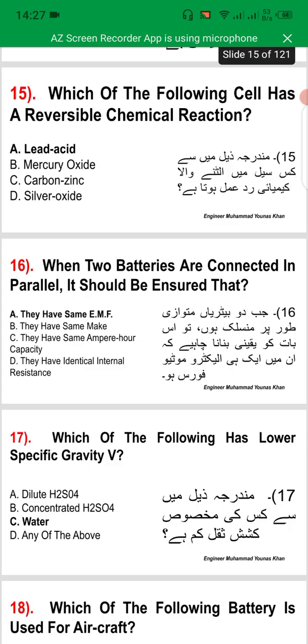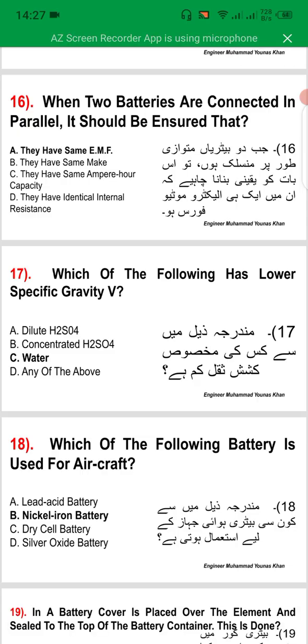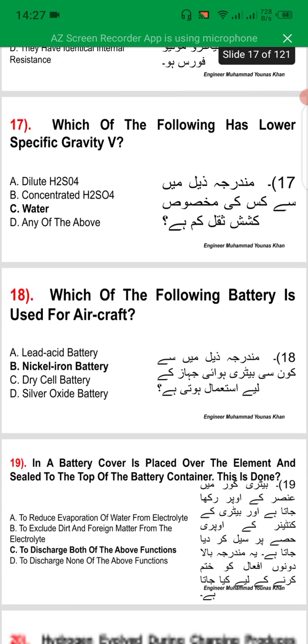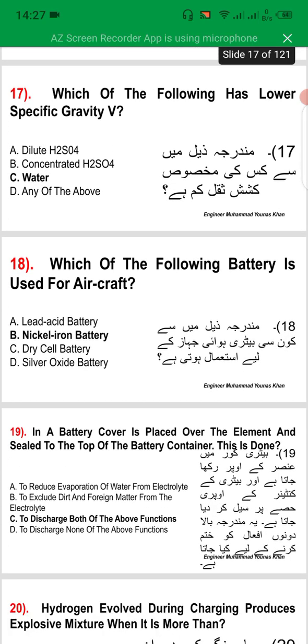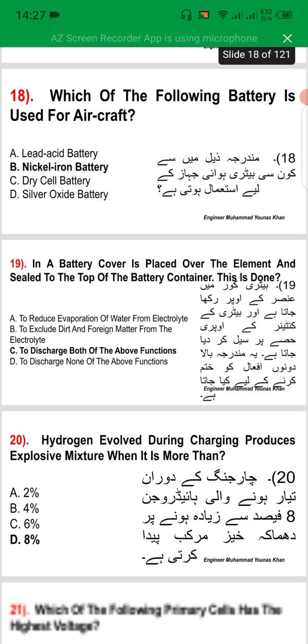Which of the following cells has a reversible chemical reaction? Lead acid. When two batteries are connected in parallel, it should be ensured that they have the same EMF. Which of the following has lower specific gravity? Water. Which of the following batteries is used for aircraft? Nickel iron battery.